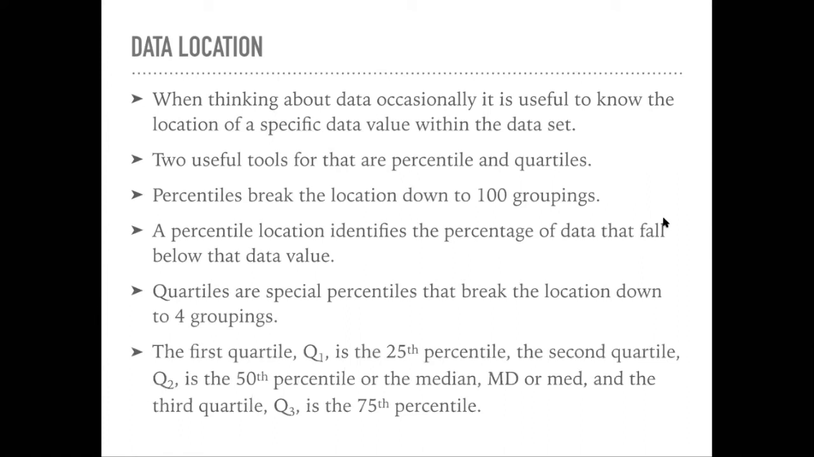So we have our first quartile, or the 25th percentile, the second quartile, which is the 50th percentile, also known as the median. And you can see some abbreviations are being listed here as well for you. And then we have our third quartile, which is also the 75th percentile. We're going to talk about quartiles first just a little bit, because they're a little bit nicer to work with.